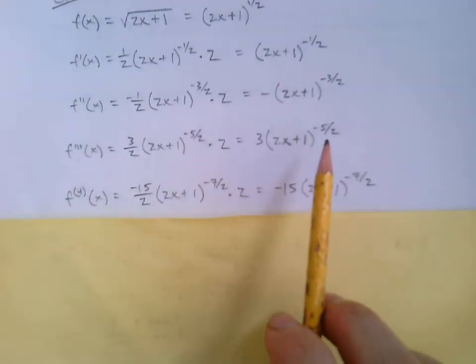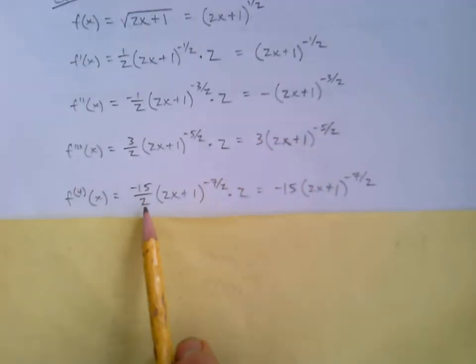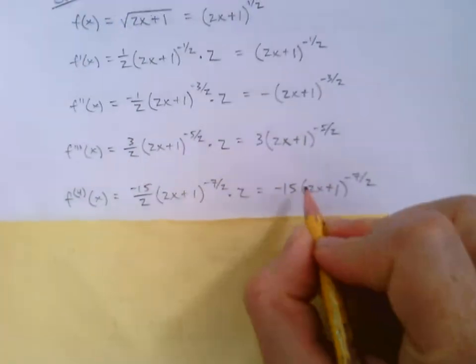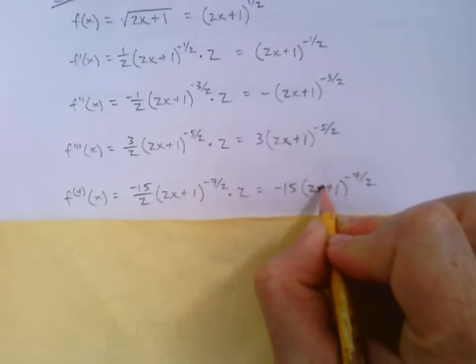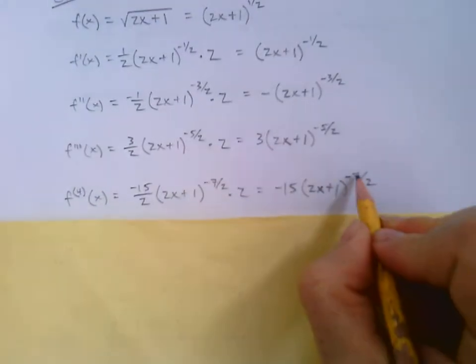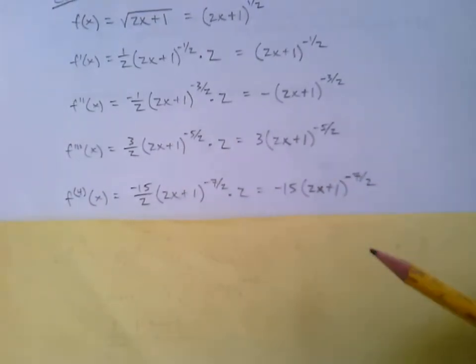So, okay, the fourth derivative, let's do it. Multiply that down, negative 15 over 2, negative 7 over 2, chain rule. We end up with negative 15 times 2x plus 1 raised to the negative 7 over 2. You could keep going here. There's no reason to stop at the fourth derivative, but I think that makes the point.